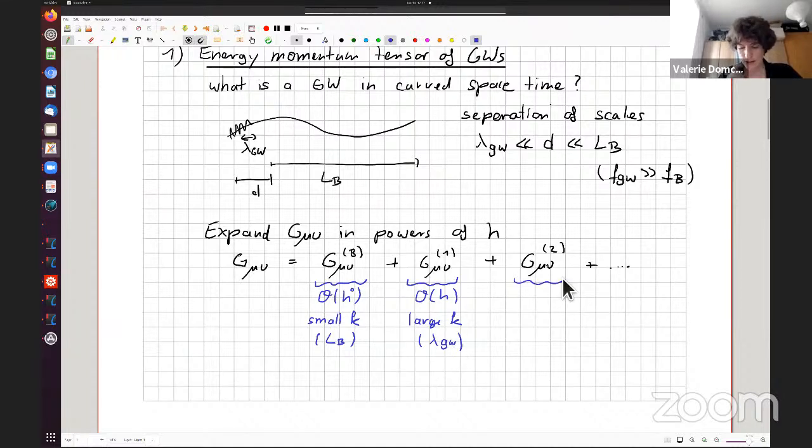Now this guy is by definition second order in h. And now something interesting happens, because now you can really have both small and large k modes. And the reason is that you can always add two large k modes if you choose them parallel but with opposite sign, so that they give a small k mode in the end. So here, because we have h squared, this is now beyond the linearized theory we discussed yesterday. So now you can really have small and large k modes.